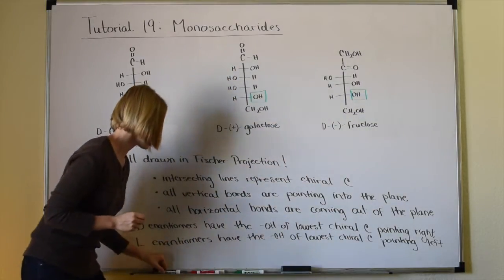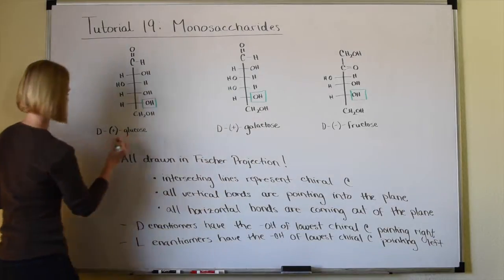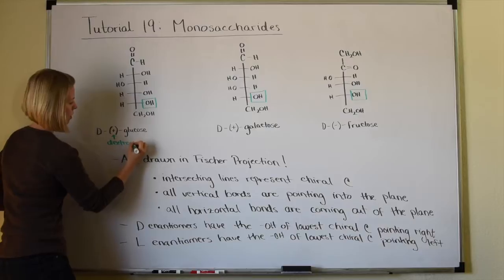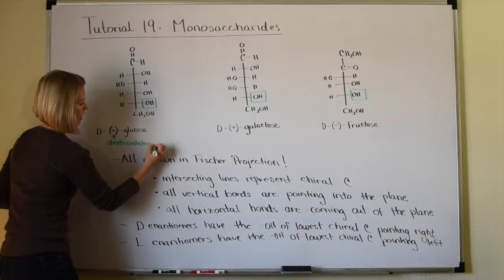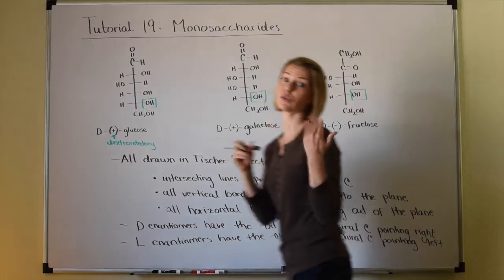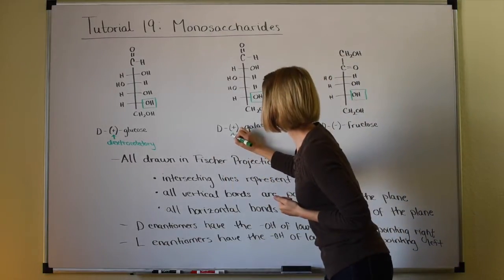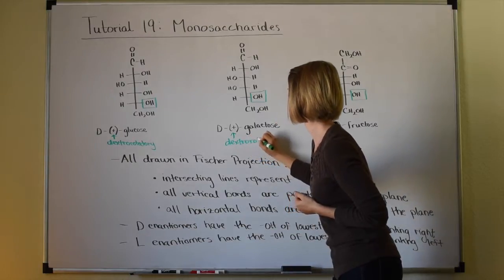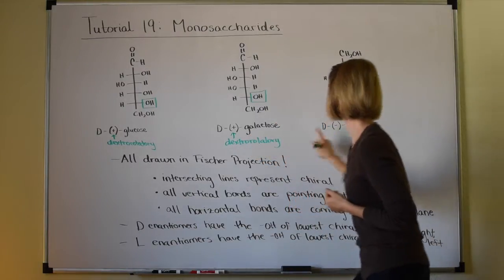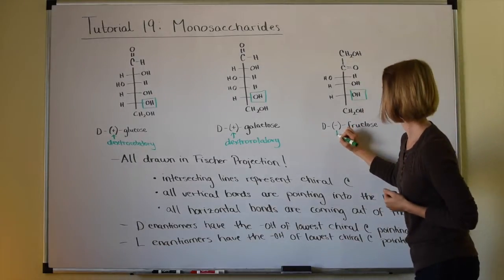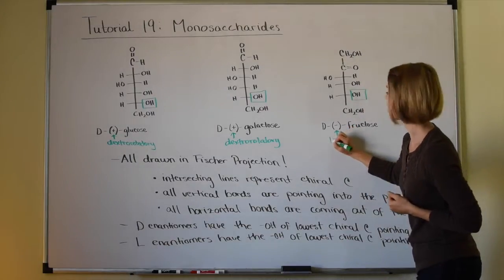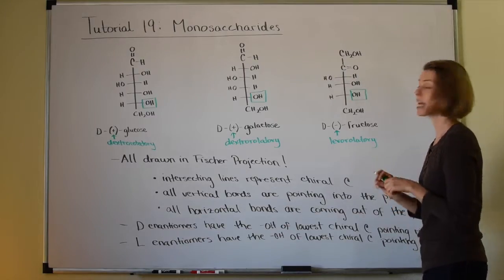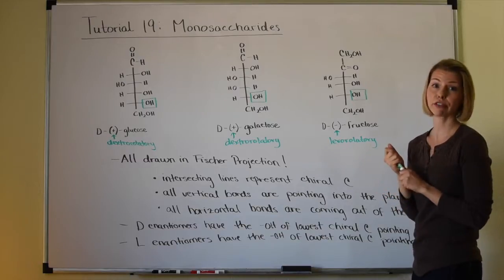Okay, so let me label that really quickly before we go on. This means that it's dextrorotatory. Again, that means it rotates plane polarized light to the right. D-Galactose is also dextrorotatory. But D-Fructose, we can see, is levorotatory. That is, it rotates plane polarized light to the left.